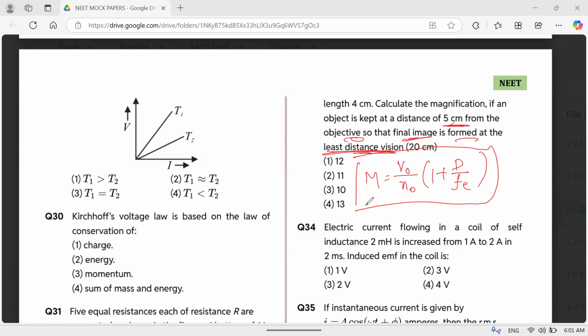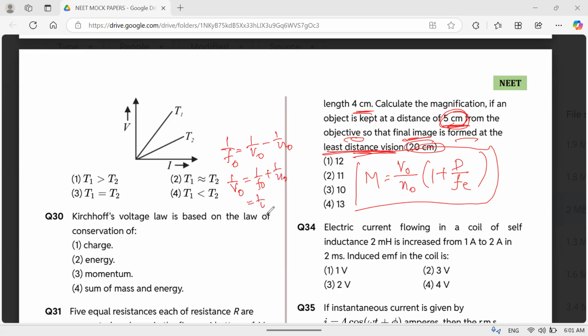Done. Object distance is kept at 5 centimeters. Least distance of distinct vision is given as 20. I don't know the image distance, so I need to calculate the image distance V naught. How do you calculate the image distance, beta? Focal length is given for me. Focal length is how much for me? 4 centimeter. For the objective lens, 1 by focal length will be equal to 1 by V naught plus the object distance will become negative for me. So 1 by V naught, I'm writing directly, is equal to 1 by F naught plus 1 by U naught.